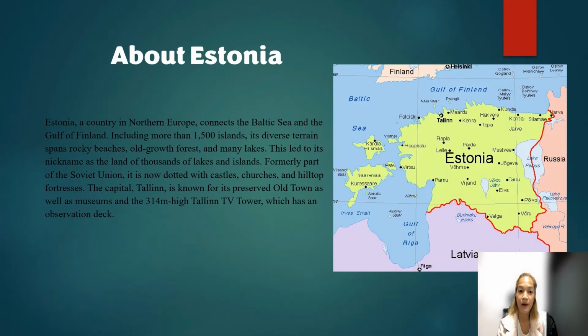About the country of my given choice, which is the country of Estonia. It is a country in Northern Europe. It connects the Baltic Sea and the Gulf of Finland, including more than 1,500 islands. Its diverse terrain spans rocky beaches, old-growth forests, and many lakes. These led to its nickname as the land of thousands of lakes and islands. It was formerly part of the Soviet Union.